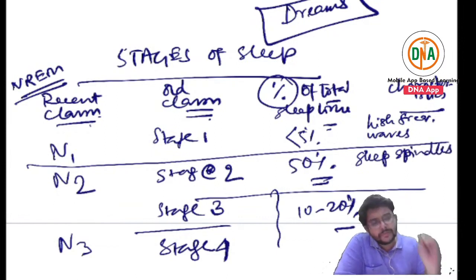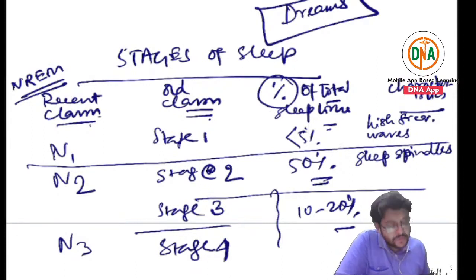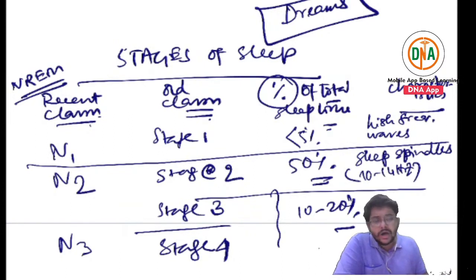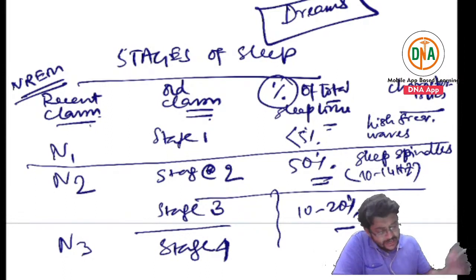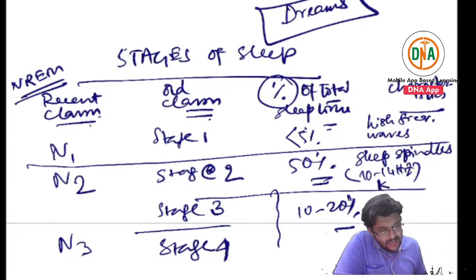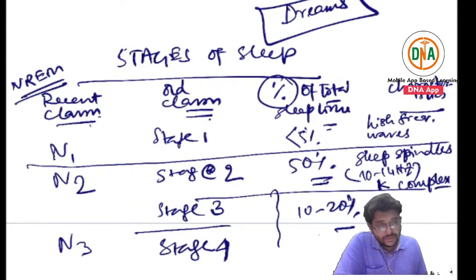Sleep spindles are specific types of waves which are found in N2, or the second stage of NREM sleep, on EEG. Sleep spindles have 10 to 14 hertz of frequency. It means they are very close to alpha waves, and we also find K complexes. They are also another type of EEG waves which we find in N2 or the second stage.